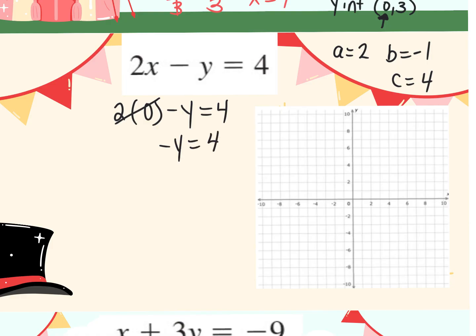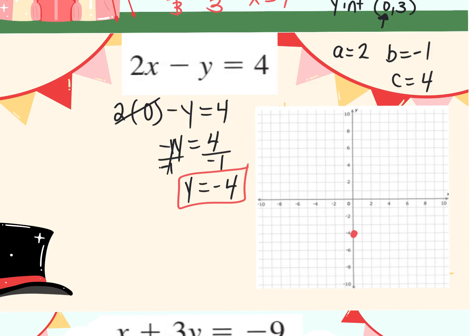What do I do to get rid of that negative, which we said was really a negative 1, right? What am I going to do to get rid of that negative 1 in front of y? Divide by negative 1 on both sides, right? What is 4 divided by negative 1? So my y-intercept, don't get confused and put this on the x-axis. The y-intercept is negative 4. So I'm going to go to the y-axis, and I'm going to go to negative 4 and put a point.